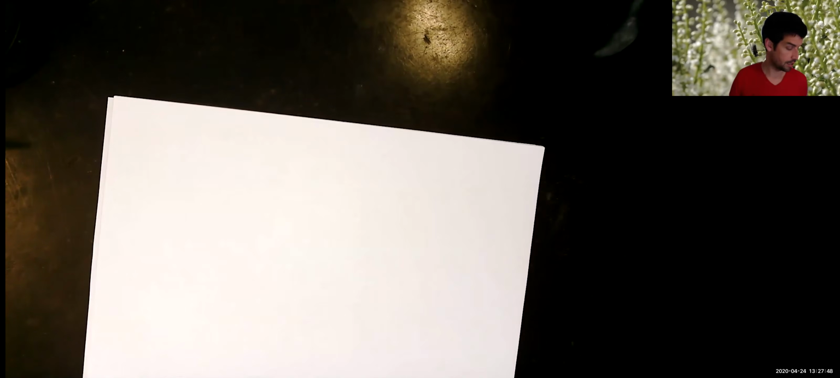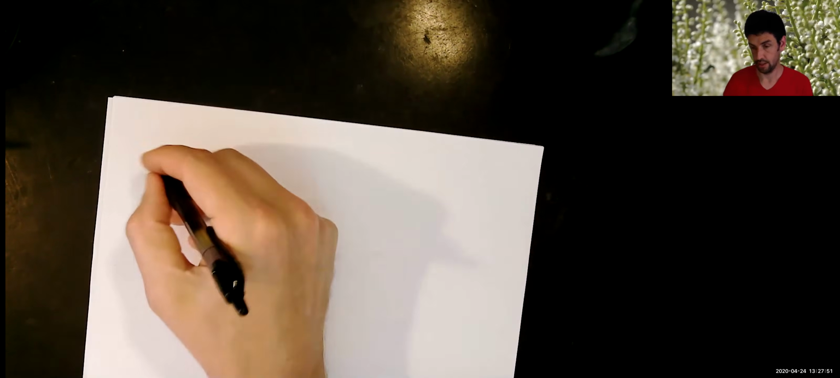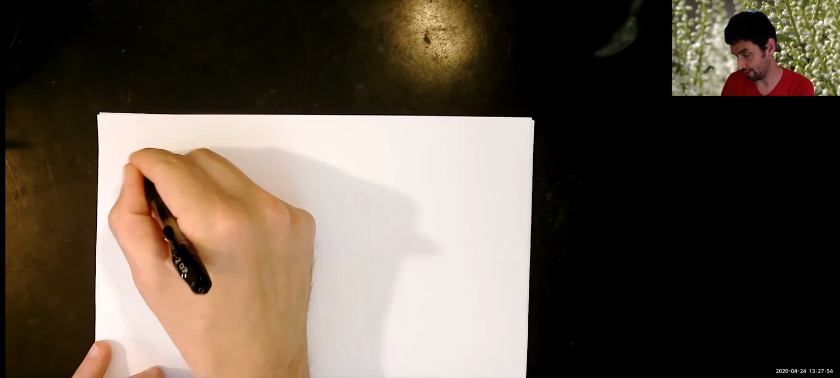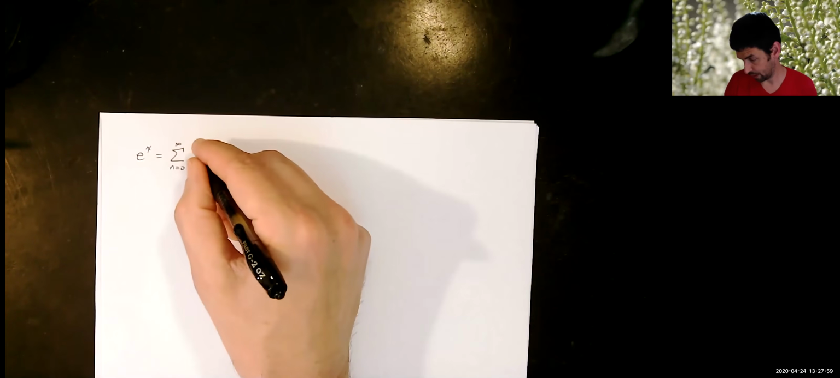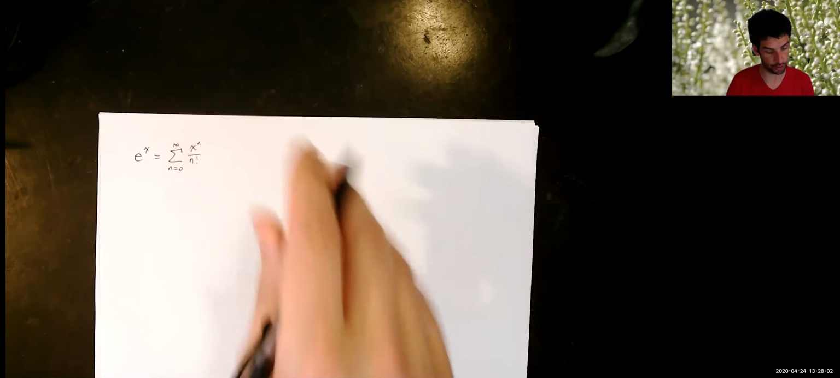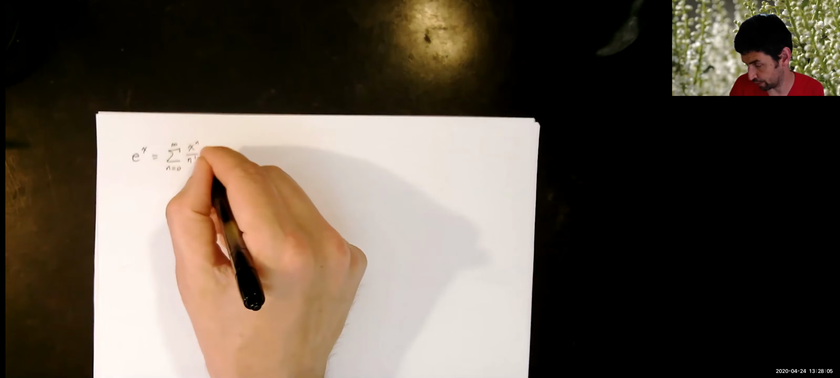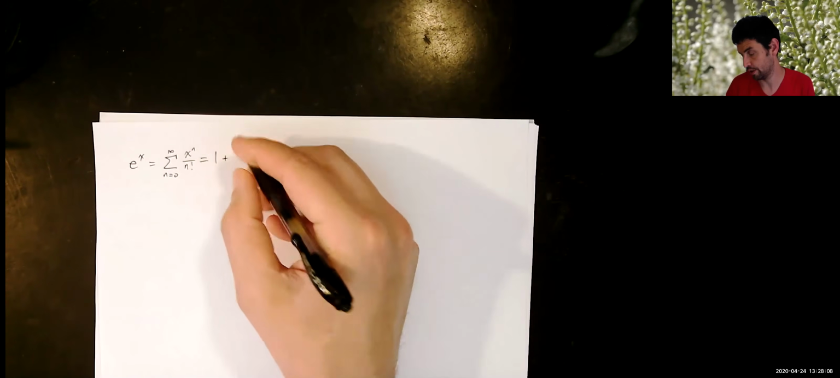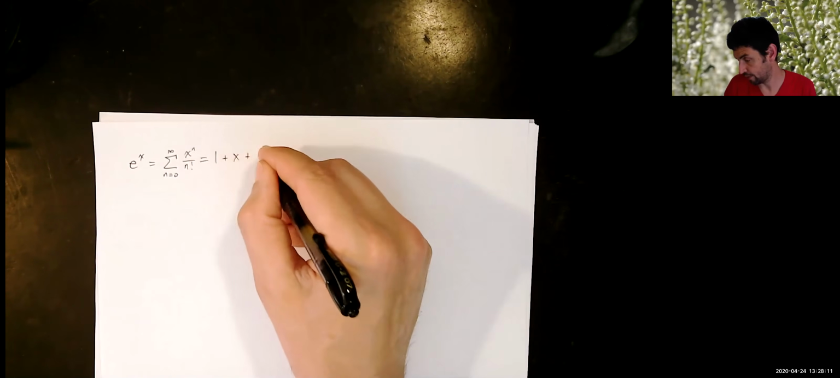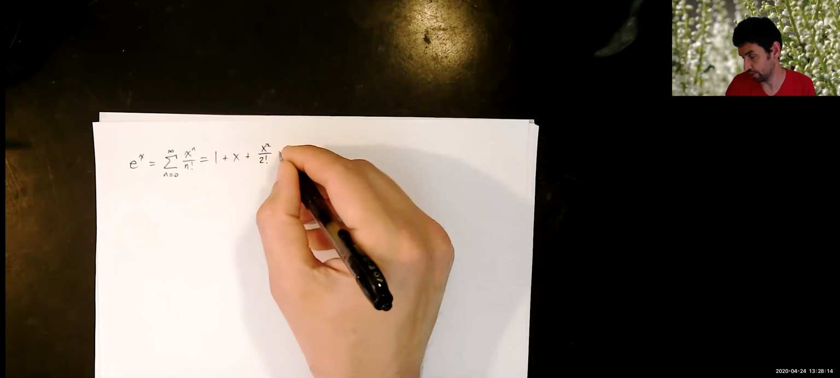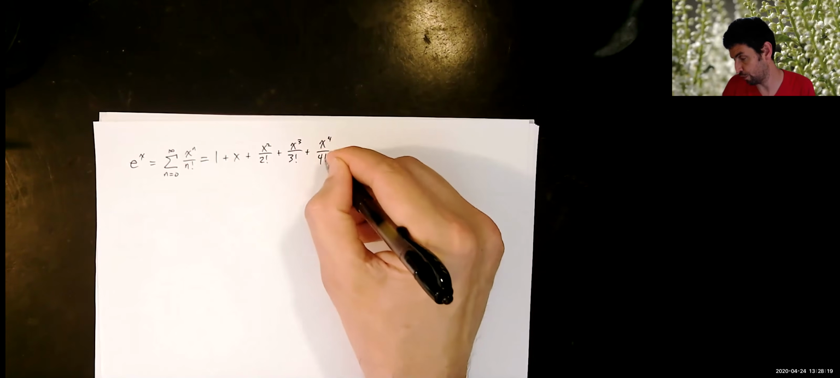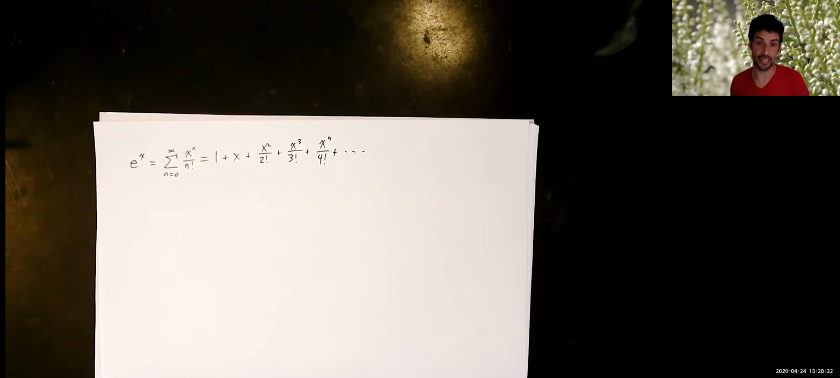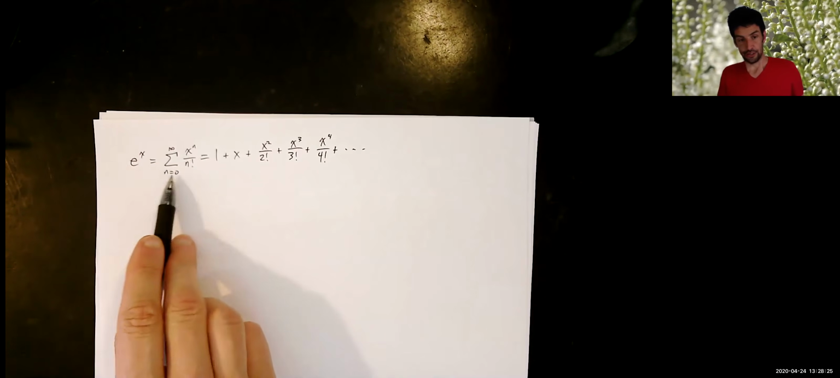So let's keep looking at our series. So right now I've got this idea that e to the x is equal to the sum of x to the n over n factorial. Let's write this out a little bit, right? When n equals 0, this is 1 plus x plus x squared over 2 factorial plus x cubed over 3 factorial plus x to the 4th over 4 factorial, and on and on and on, right? That's the idea.